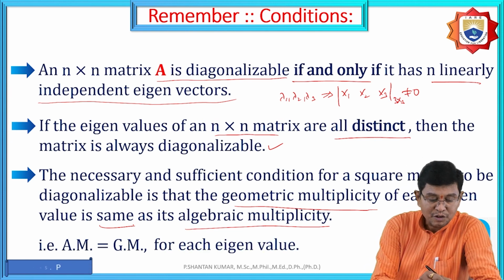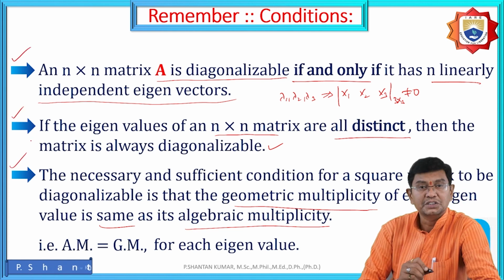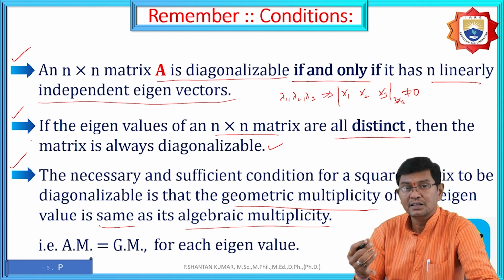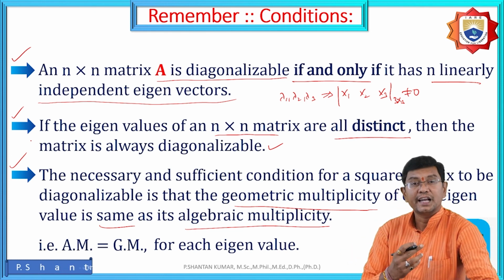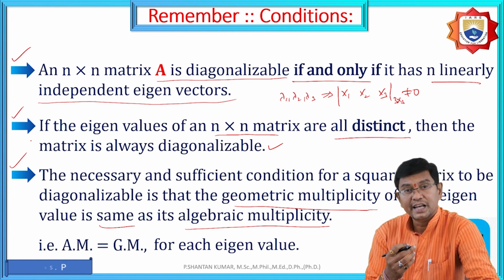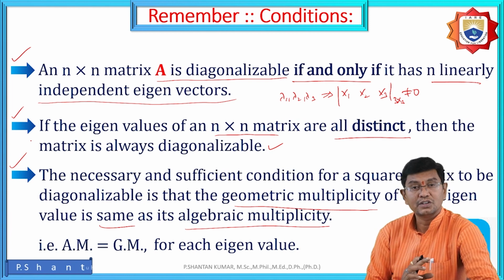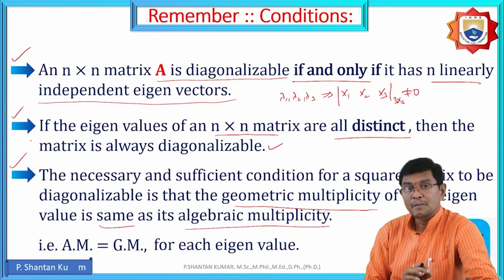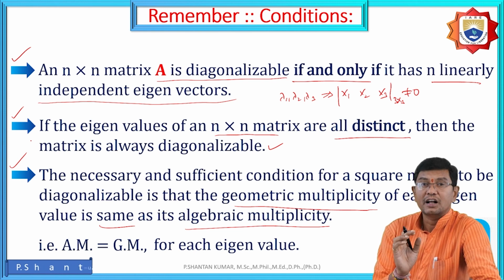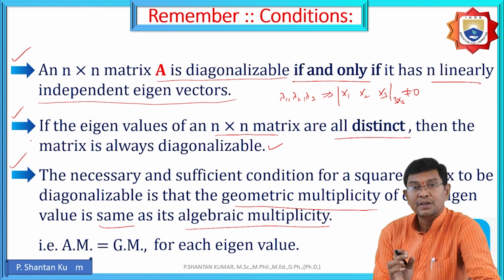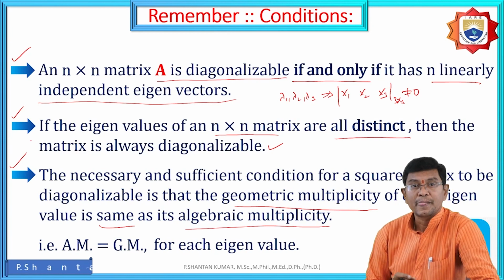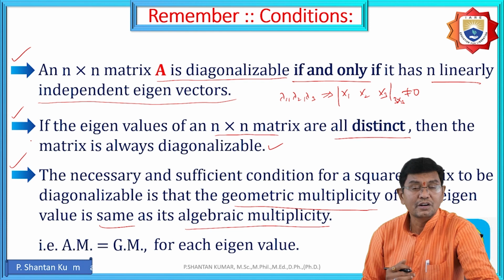We need to remember these three conditions. When is the matrix diagonalizable? One, linearly independent eigenvectors. Second, different eigenvalues, where diagonalization is also possible. Third, for each eigenvalue the geometric multiplicity and algebraic multiplicity are equal. In that case also the matrix is diagonalizable. These are the three conditions we need to remember.